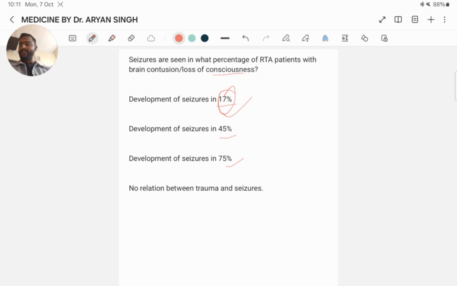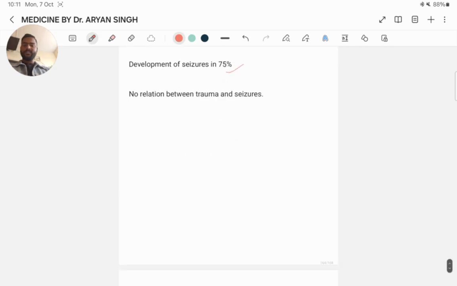It has been estimated that 17% of individuals with brain contusion, subdural hematoma, or prolonged LOC will develop seizure disorder. Penetrating injuries have a much higher rate of subsequent epilepsy. Post-head injury, phenytoin is used for the treatment of seizures. Next question.